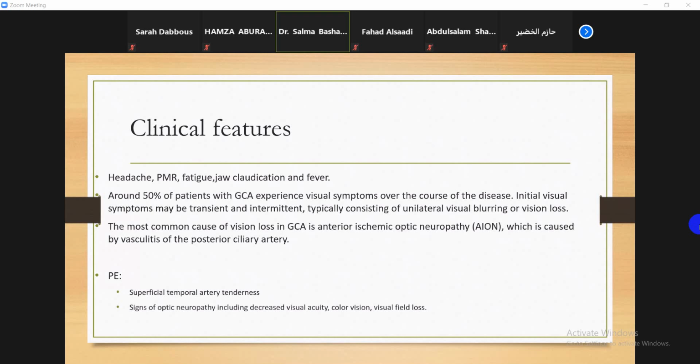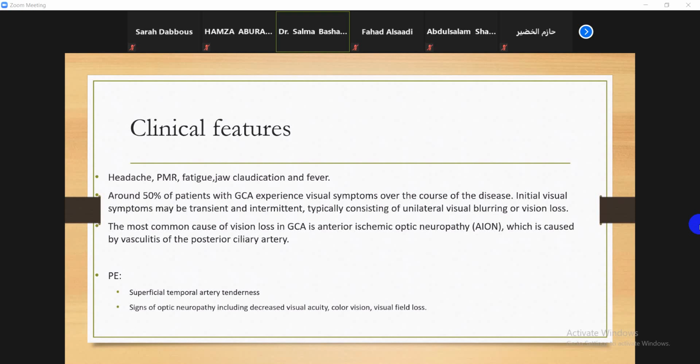Around 50% of the patients will have visual symptoms, and it can be transient, intermittent, but if left untreated, can result in irreversible vision loss. And this vision loss is secondary to the vasculitis affecting the posterior ciliary artery, causing anterior ischemic optic neuropathy. So again, vision loss can be permanent or irreversible if this condition is not treated.